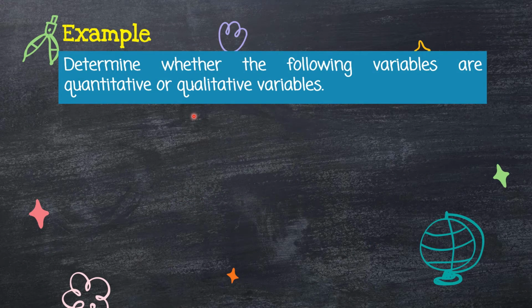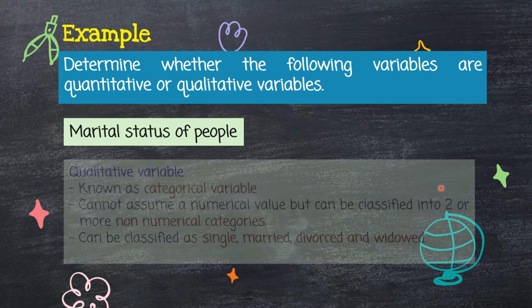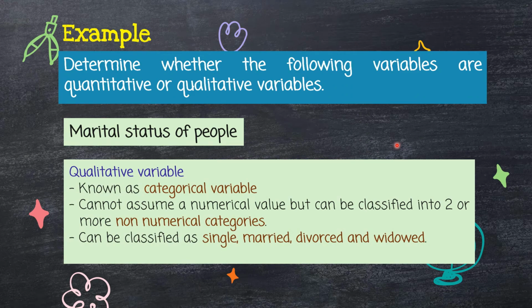Let's discuss this example. Determine whether the following variables are quantitative or qualitative variables. Marital status of people. So this is a qualitative variable, also known as a categorical variable. This variable cannot assume a numerical value but can be classified into two or more non-numerical categories. Marital status of people can be classified as single, married, divorced, and widowed.